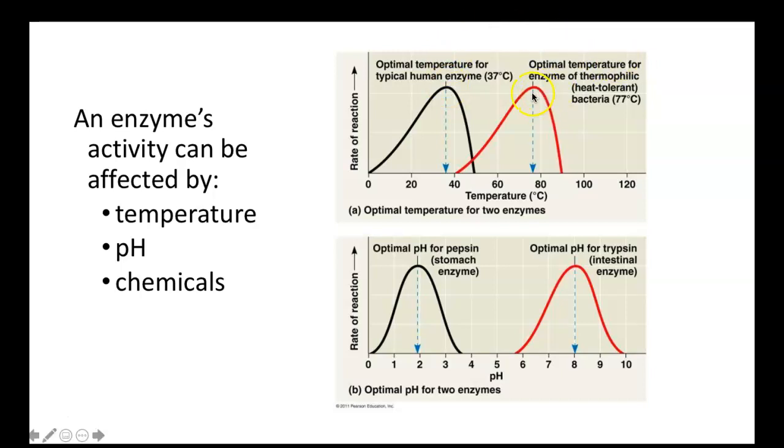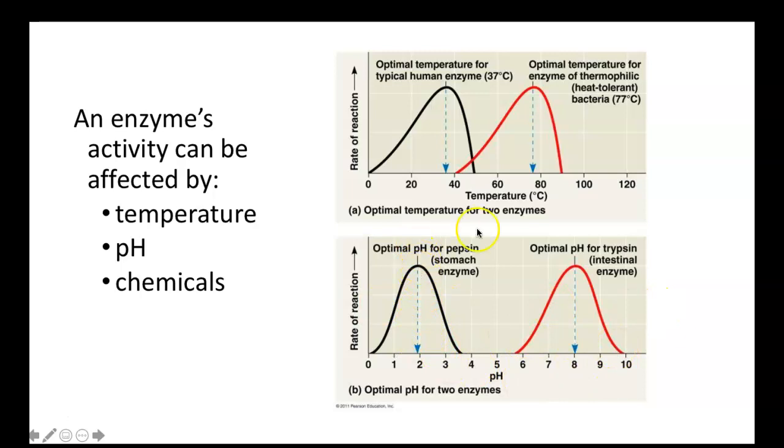Look at this red curve over here. Look at my cursor. The optimal temperature for an enzyme for a thermophilic bacteria is 77 degrees Celsius. And that should make sense because a thermophilic bacteria is functioning and living in something really, really hot. All right, come down to the bottom here.